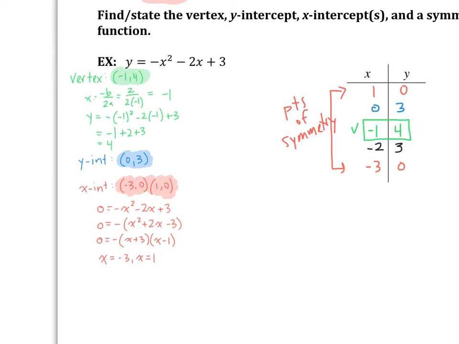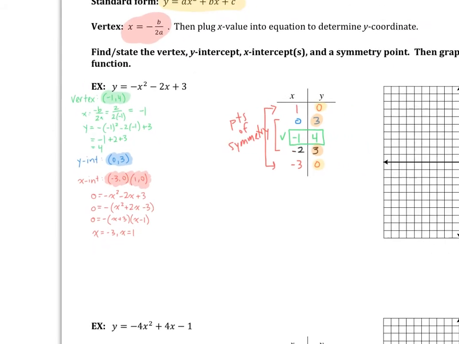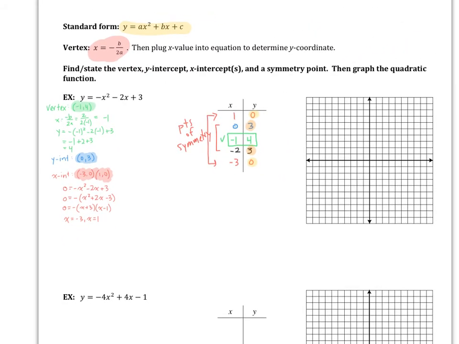Okay, so notice that aspect. Those y values are the same. Those are symmetric points, as well as these other y values. Those are also symmetric points. Okay, so hopefully we can recognize that. These are also points of symmetry here. All right? Okay, so now we can go ahead and graph these, or this parabola.